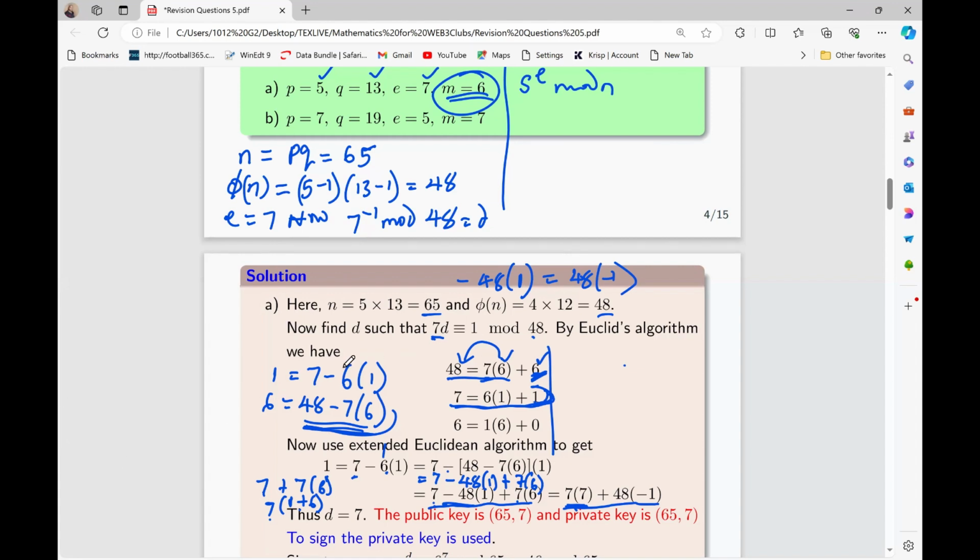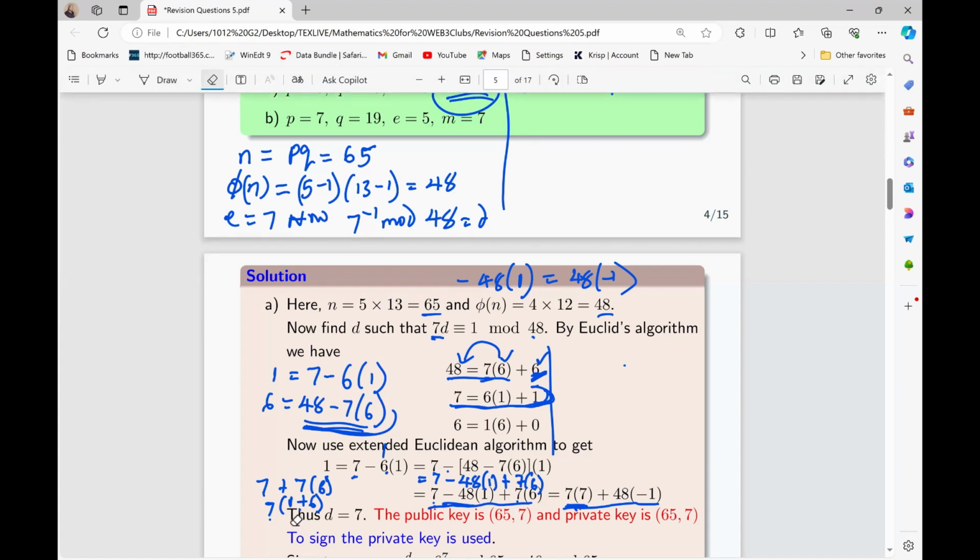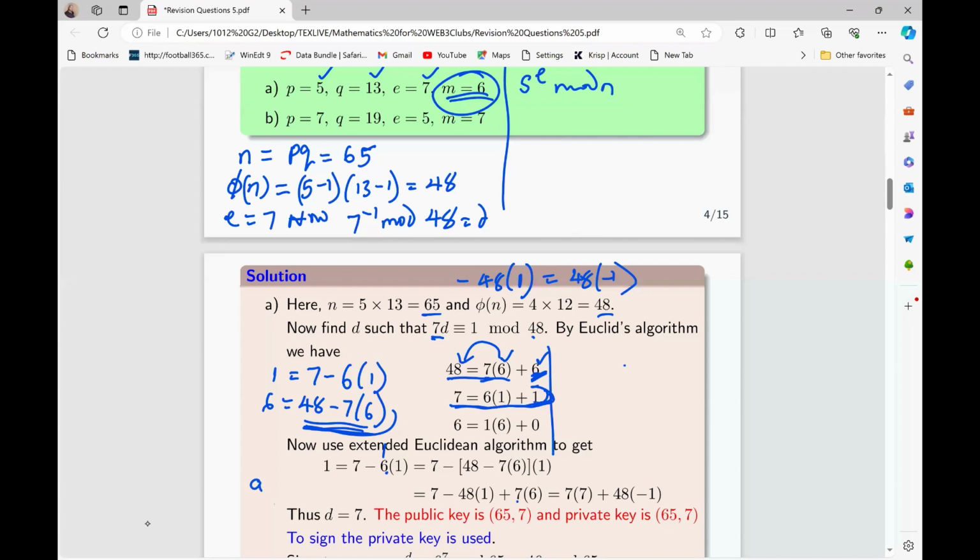Now, we were finding the D. And by definition, D is that element or that number which, when multiplied by 7, gives us 1. That is the definition of inverse. The inverse of A, by definition, will be B if their product is 1. So this is what we have here. We have that, and it equals 1.